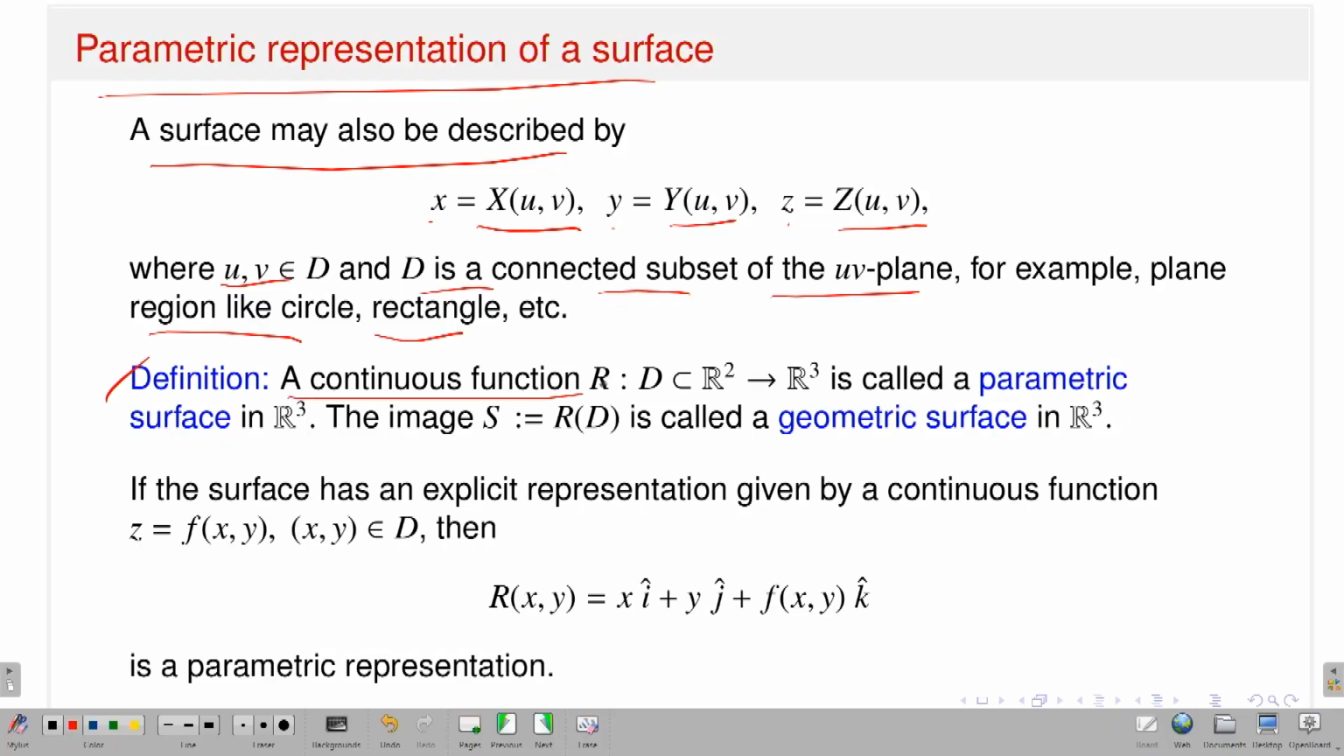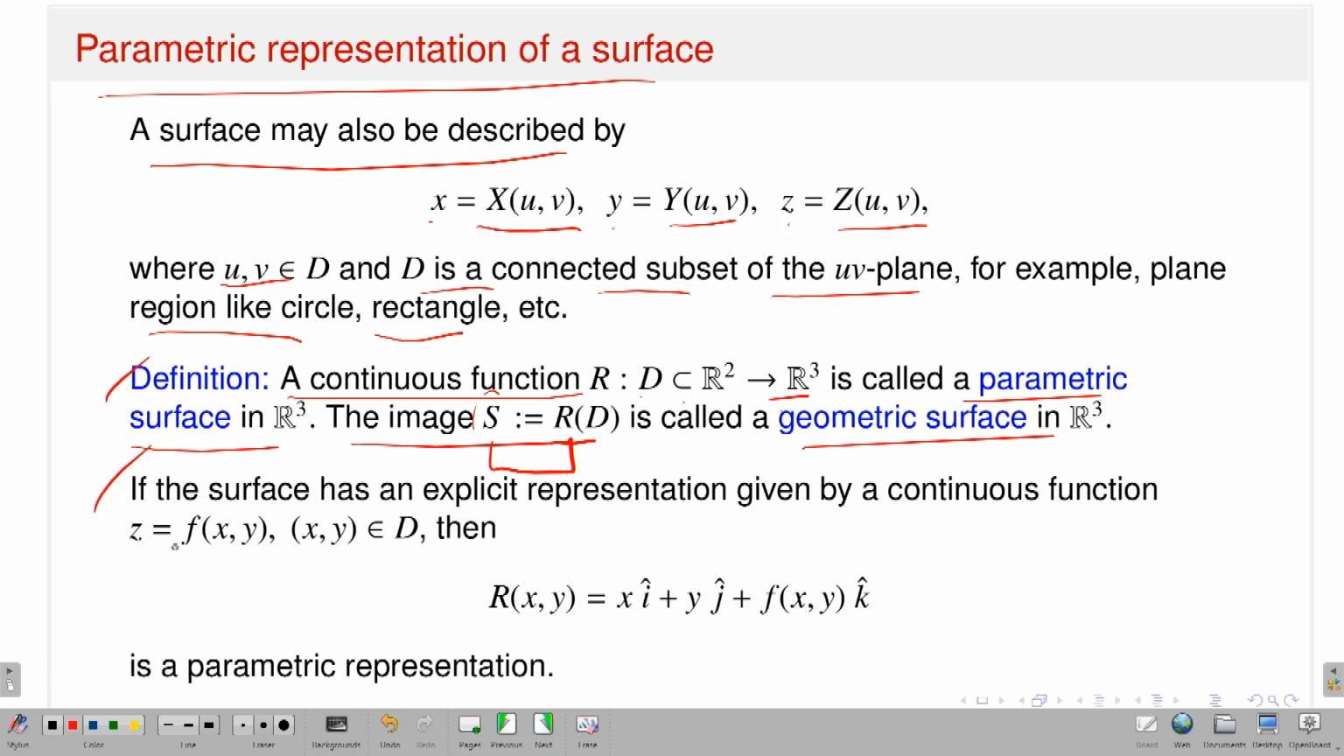Okay, so this is the definition I am saying. A continuous function capital R, which is a map from some nice domain, a subset of R2, taking values in R3, is called a parametric surface in R3. The image of my domain D under the map R, if I denote it as S, is called the geometric surface in R3. Therefore, a continuous function R, which is nothing but a parametric representation of my surface, from the set D, a subset of R2, to R3, if I consider the image, this is called the geometric surface.